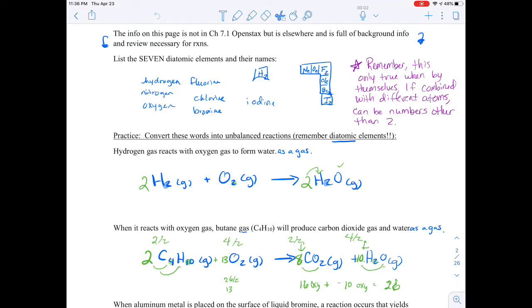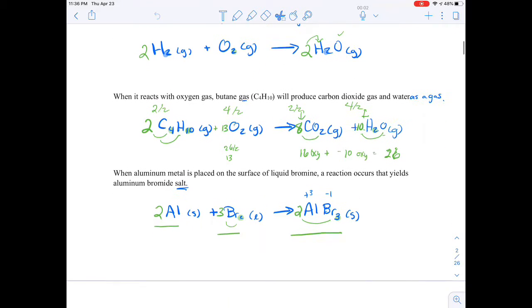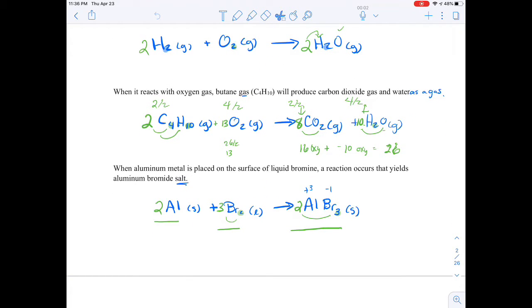And when you see the word hydrogen gas, that means H2, because it's hydrogen by itself. And then oxygen gas, again, O2. And then water as a gas would have a G. These are balanced. You've done a lot of practicing with balancing. Again, butane gas, and there's the formula with the little G afterwards, plus oxygen gas will produce carbon dioxide gas and water. And the oxygen is again diatomic.